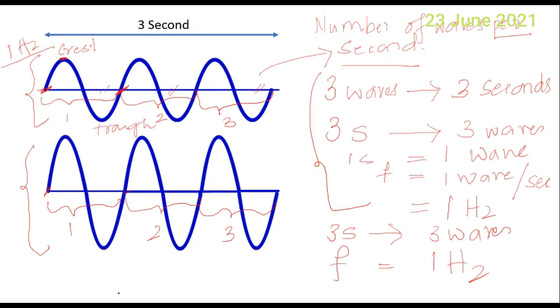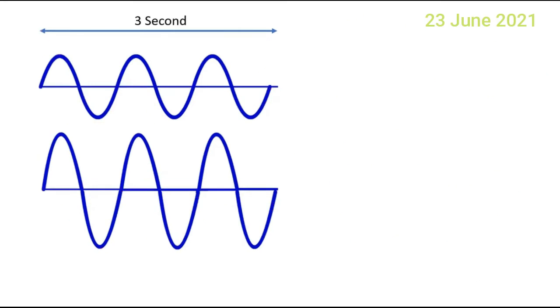Well, the frequency of both the waves is the same, but still they are different. Why are they different? What is that aspect which makes them different? These waves are different because their displacement from initial position is different. Let me explain that.